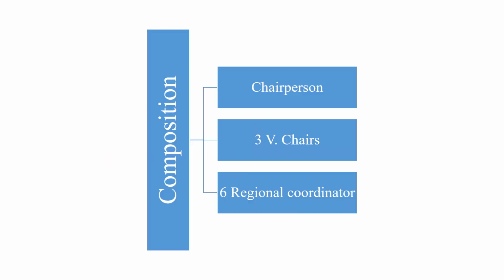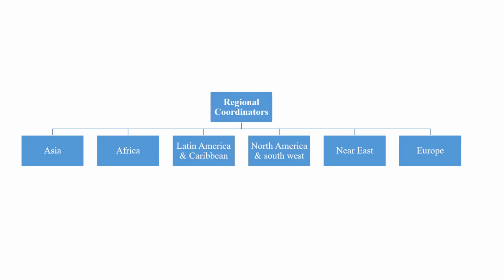The composition is simple and briefly explained: one chairperson, three vice chairs, and six regional coordinators. Regional coordinators are in Asia, Africa, Latin America and Caribbean, North America and Southwest Pacific, Near East, and Europe. The responsibility of the regional coordinator is to identify the problems and needs of the region and to coordinate all activities regarding food safety.